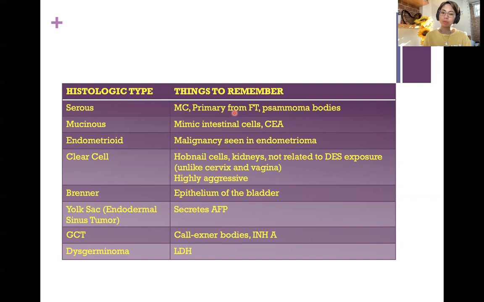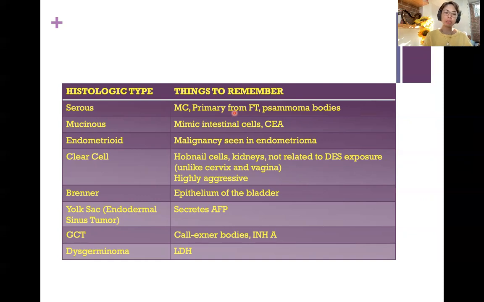Endometrioid, well, this is most commonly seen in endometrioma. So, diba, endometrioma is benign ovarian neoplasm. However, chances of malignancy will be there, and the most common malignancy seen is the endometrioid. Although, again, clear cell can be there. When we talk about clear cell, hobnail, okay? And the ovary, unlike cervix, vulva, is usually not related to DES exposure. And unfortunately, clear cell histology is highly aggressive.